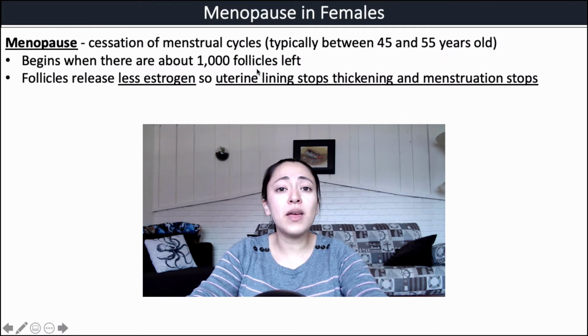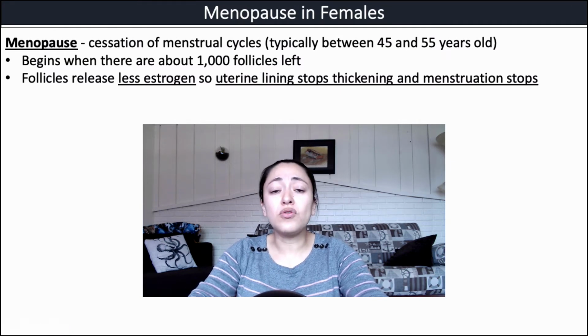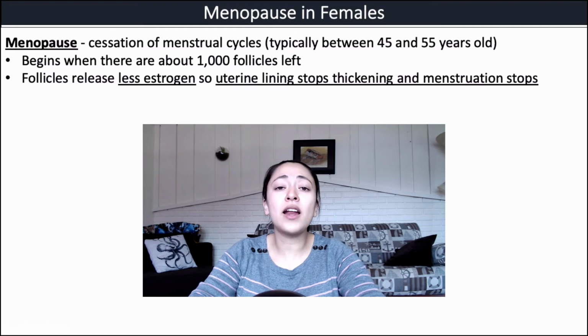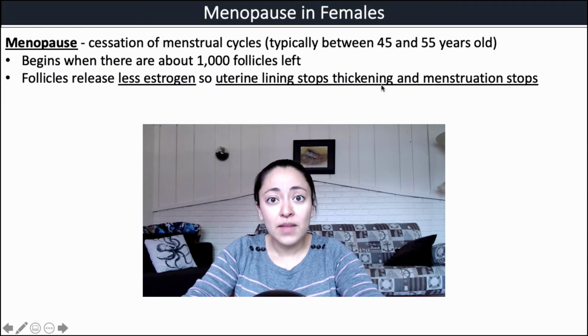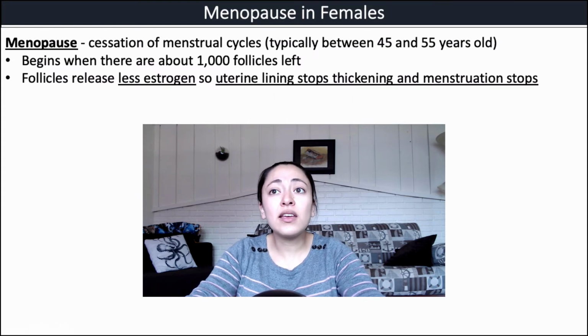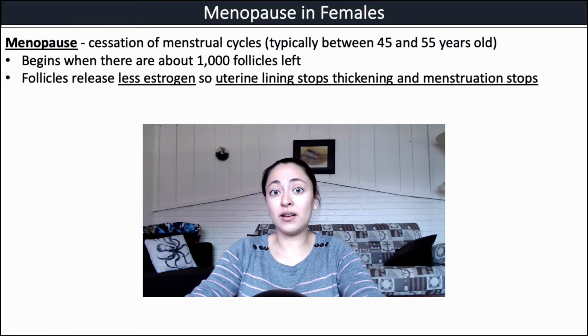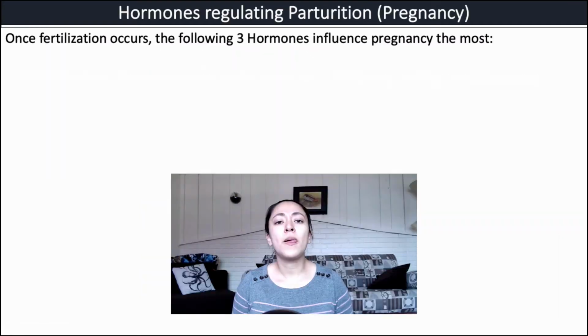Remember, follicles make estrogen. And if you don't have any follicles left, then your body's producing less estrogen. Since you're producing less estrogen, well, your uterine lining stops to thicken. And since your uterine lining stops to thicken, well, that's going to stop menstruation because there's now nothing to be shed from the uterus anymore.